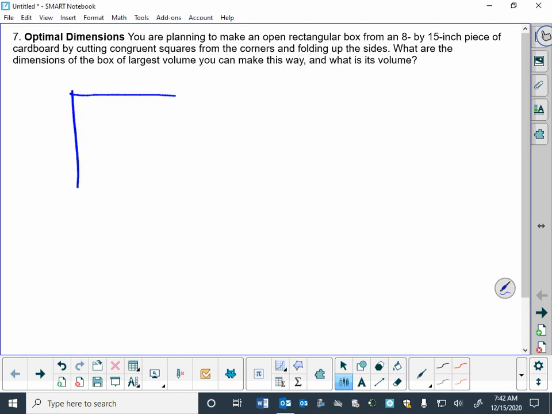Okay, so we will start with the picture. I guess we also follow our pattern from before. It says what are the dimensions of the box with the largest volume. So we're trying to maximize volume, which means that we're going to need an equation for volume.